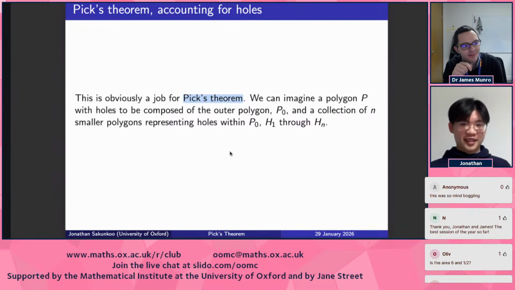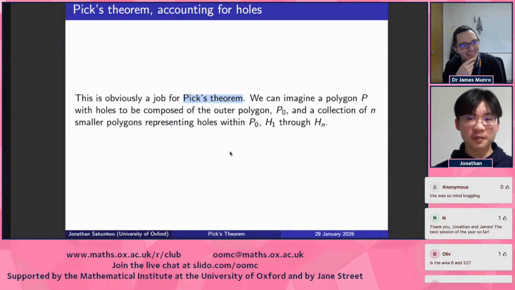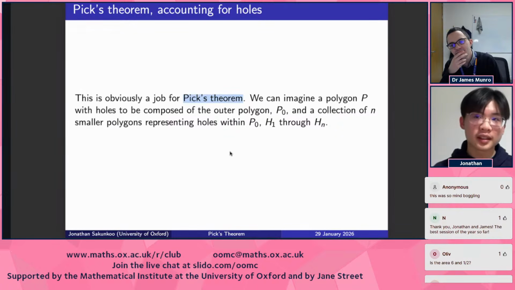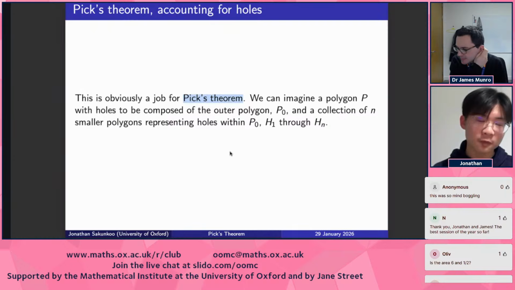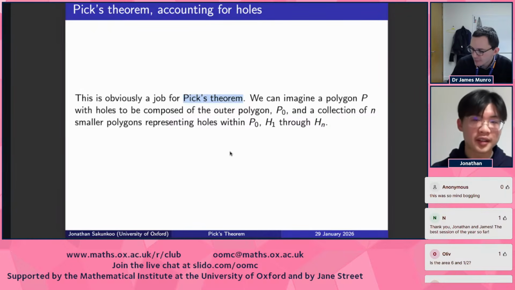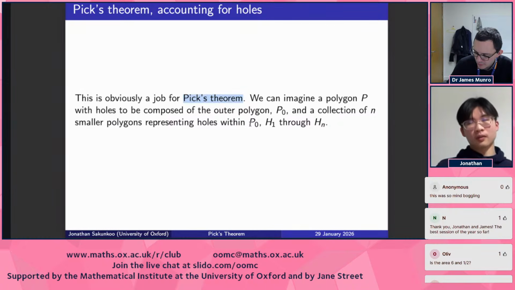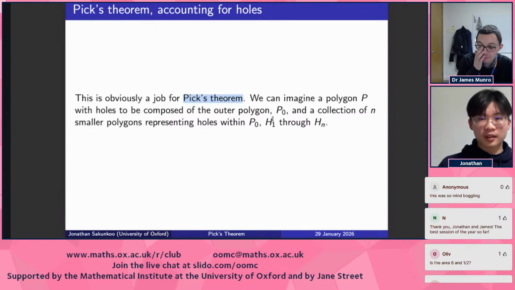I guess if we assign names to these, polygon is P, so that would be the entire shape, the outline. Sorry, no, P is the shape including the holes. P naught is the entire outline that would fill in the holes, and then we have n polygons, which each represent a hole inside P naught. So we're going to call these H1 through Hn, each for holes.